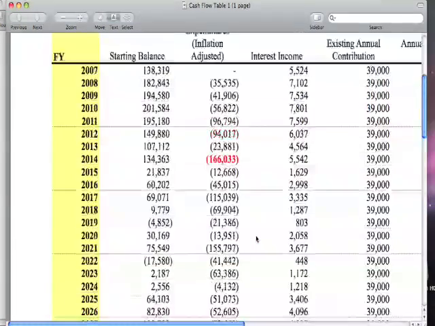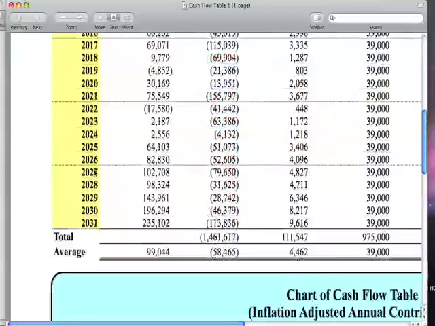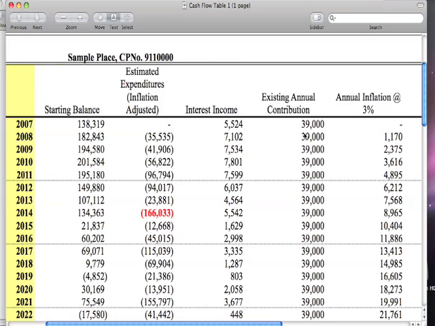Here's the first cash flow table that flows out of that master sheet. We have the fiscal years here, 25 years out as required by the Act. The starting balance in this particular year is $138,319. Some interest income at 3.5%.